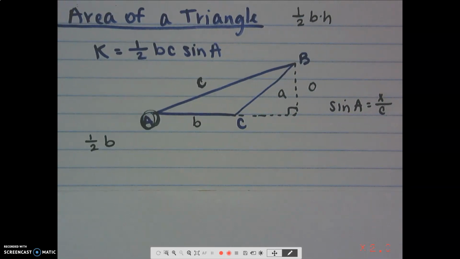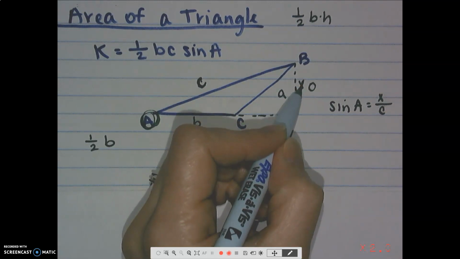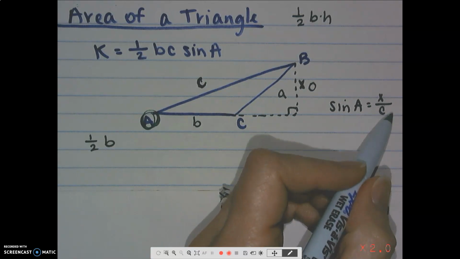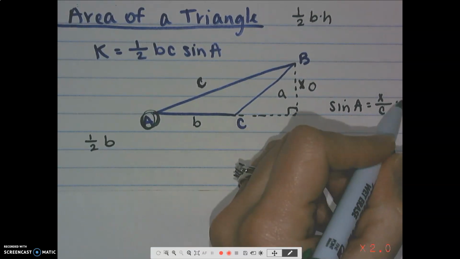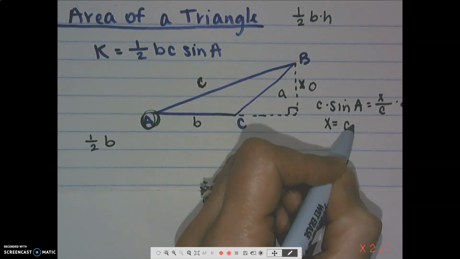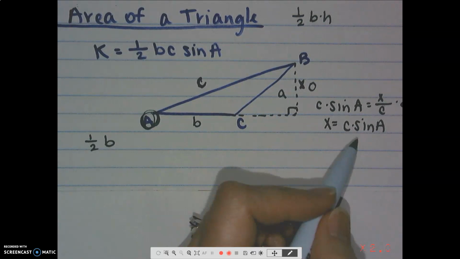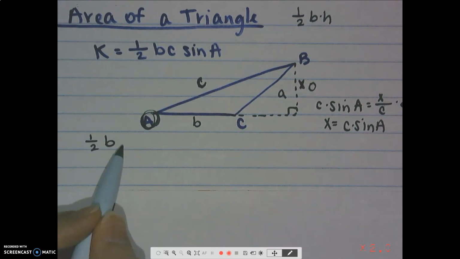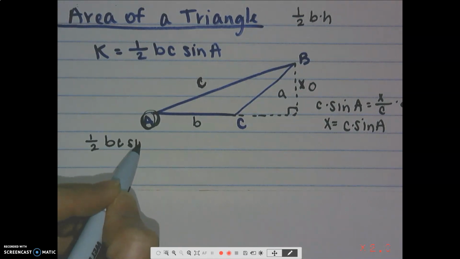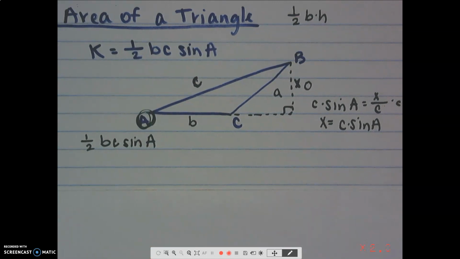Oops, and you can't see that. So to get x by itself, this here is our side x that we're trying to find, that height. We can do that by multiplying both sides by C. So if we multiply both sides by C, we know that distance x is side C times the sine of angle A. So if we take this and plug it in for the height here, then we're going to have 1/2 times B times C times the sine of angle A. So this is where this formula derives from.